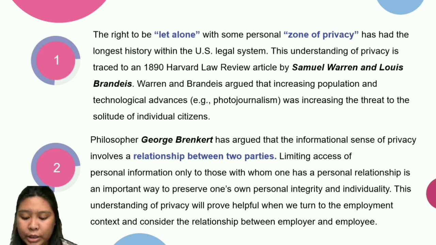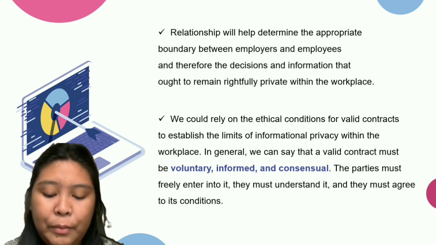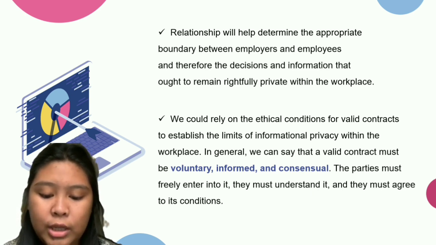Philosopher George Brinker has argued that the informational sense of privacy involves a relationship between two parties, limiting access to personal information only to those with whom one has a personal relationship, as an important way to preserve one's own personal integrity and individuality. This understanding of privacy will prove helpful when we turn to the employment context and consider the relationship between employer and employees. Relationship will help determine the appropriate boundary between employers and employees, and therefore the decisions and information that ought to remain rightfully private within the workplace.